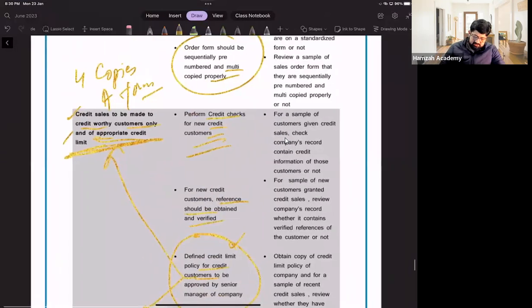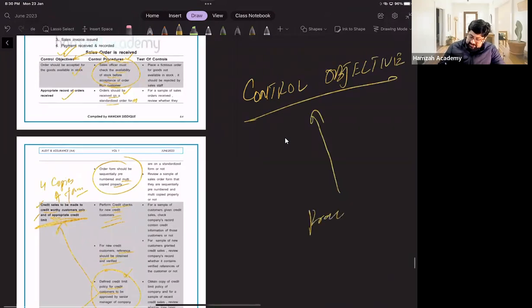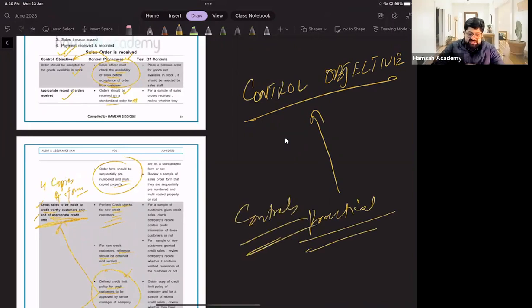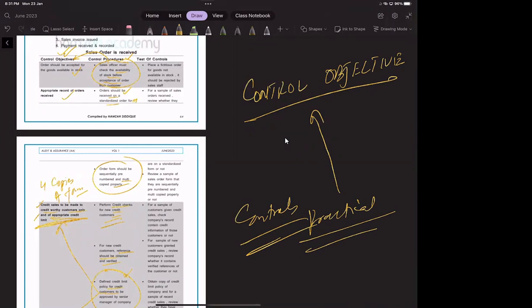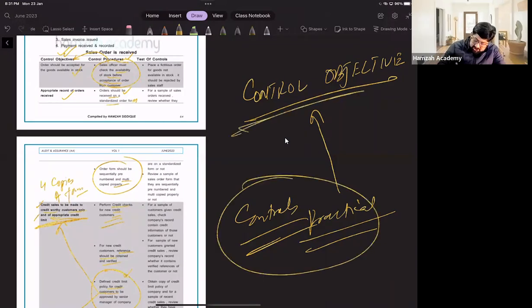Students, is it clear? I am trying to explain two things: what are the control objectives for the sales cycle at different stages, and what are the practical steps to achieve that, which are our controls? Are you able to understand it? Tell me, please. Yes, sir. So remember, controls must achieve control objectives.